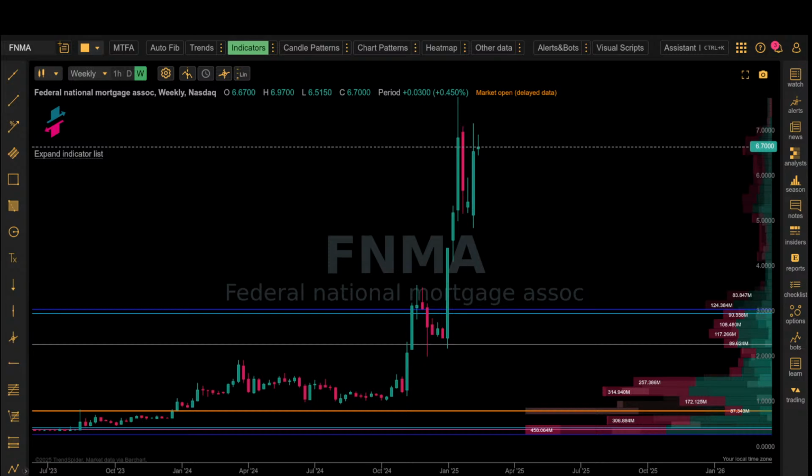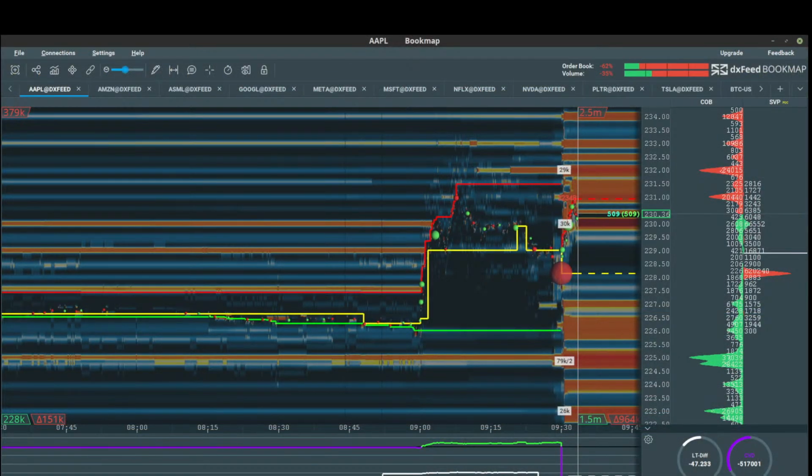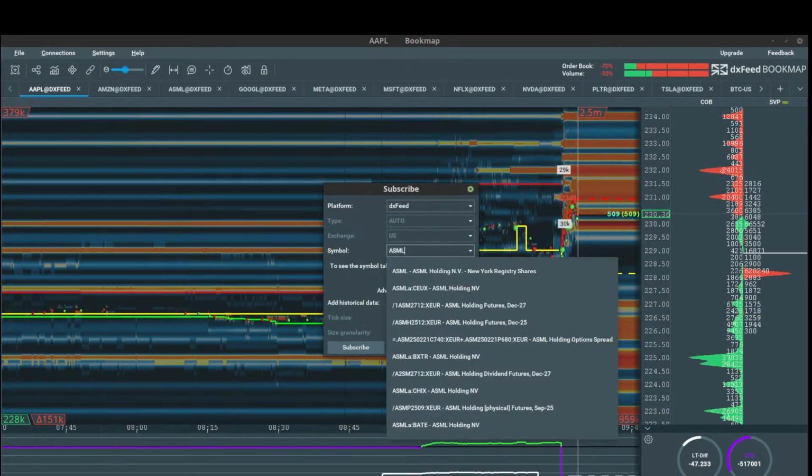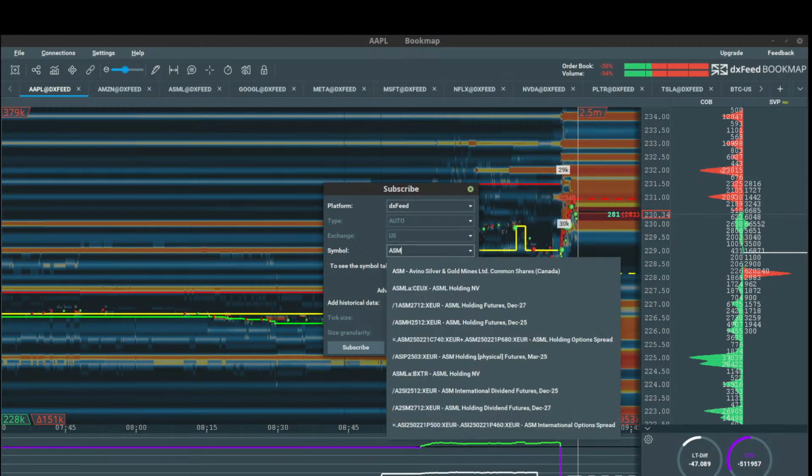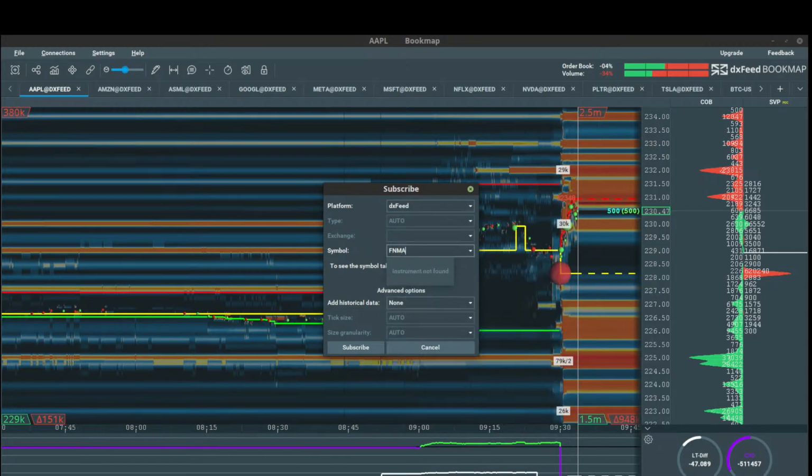So let's zoom in and pull this up into DX feed. Ooh, we're not getting a symbol on that. That's interesting. Hold on. I think it's because of where it's listed that it's not coming up. Yeah, it's OTC. So I'm not able to pull up the data for that one.